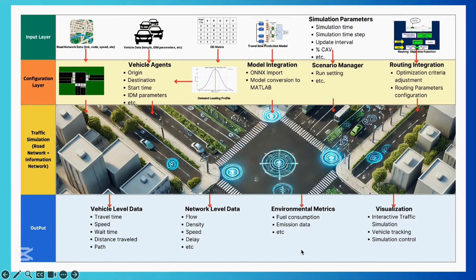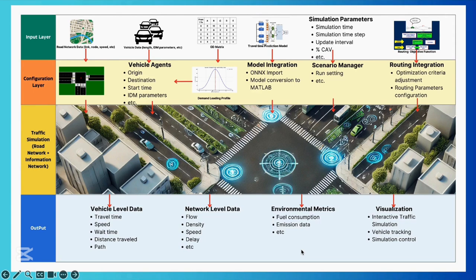In the configuration layer, we also have a module for generating vehicle agents. When importing an OD matrix, whether it's a single matrix or a set of time-dependent matrices, this module constructs time-dependent demand loading profiles and, from these profiles, creates the vehicle agents. Another key component is the travel time prediction model, which integrates a Python-trained model into the MATDIVERTS environment, performing data processing to enable accurate travel time predictions.